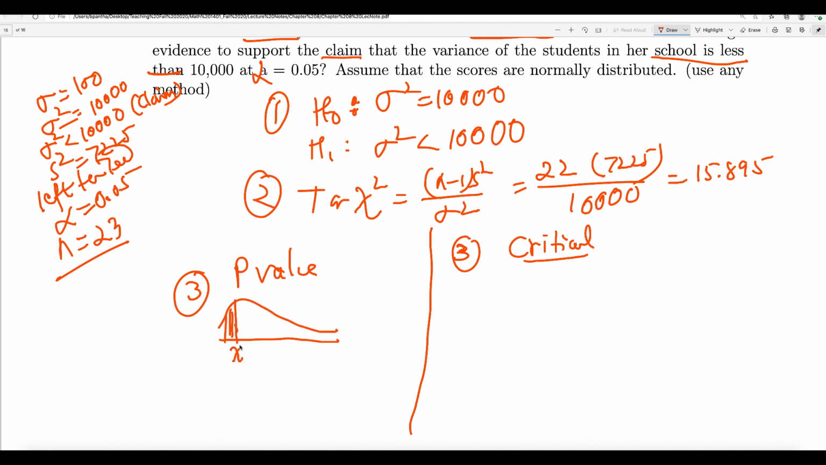By the way, let me write down: this is not chi-square left. This is the area left of the test value, 15.895. What is the degrees of freedom? Degrees of freedom is 22, right? So how do I find the area left of that? You use chi-square cdf.